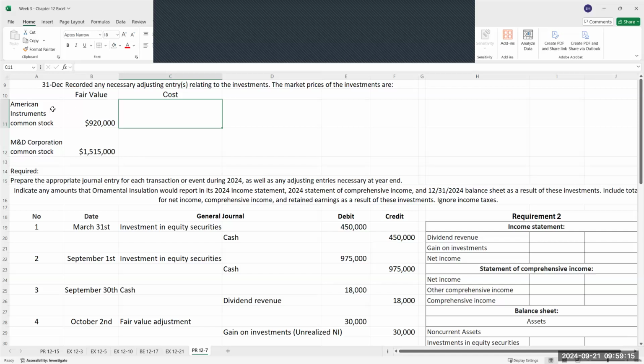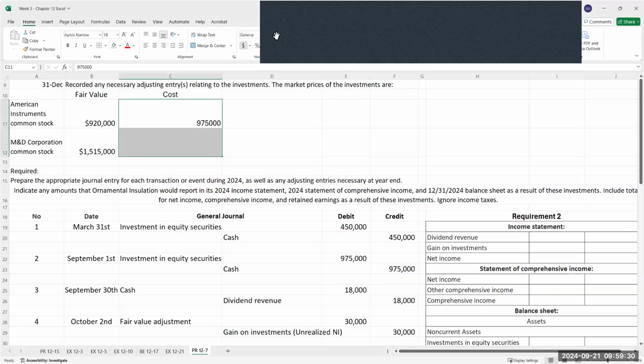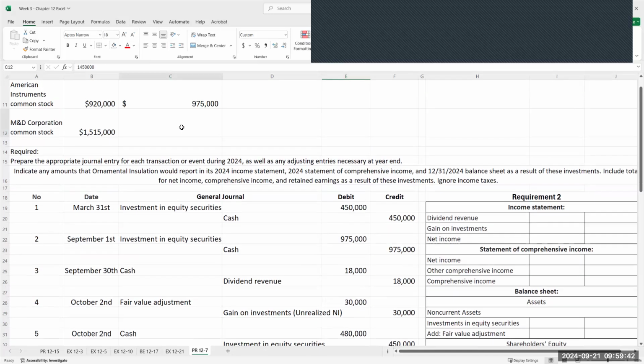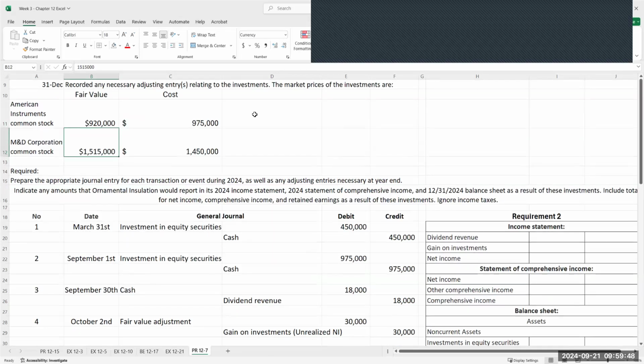So the fair value for American Instruments common stock is $920,000. For our American Instruments common stock, we paid $975,000 for it. All right, so we see that there's a difference. We paid $975,000 and now the fair value is $920,000. And then we see for our M&D Corporation stock, we paid $1,450,000. And there was an increase to $1,515,000. So we need to factor in the gain on investments.